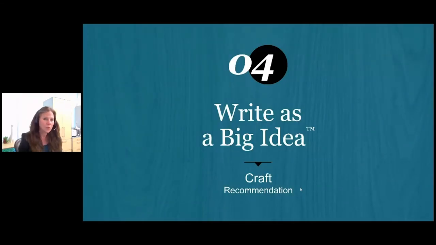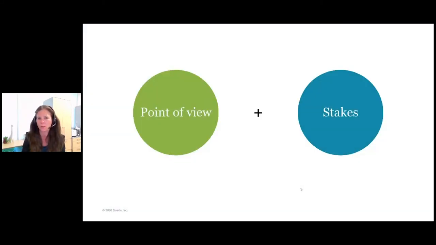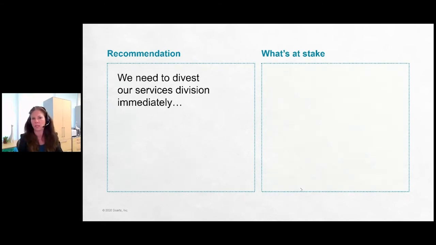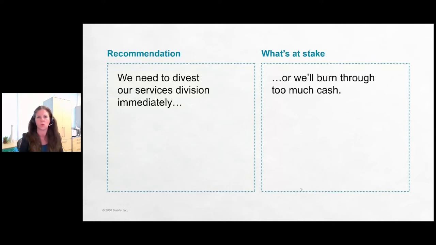In this course, you also write a big idea. It takes a different shape because you're doing it in service of explaining a recommendation. So it has a point of view and what's at stake, and it might look like this: I recommend, this is your point of view, your recommendation, that we divest our services division immediately, and what's at stake: or we're going to burn through too much cash. That's as simple as the big idea can be for your recommendation.